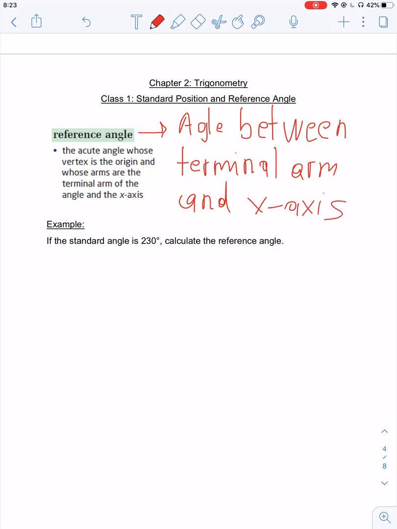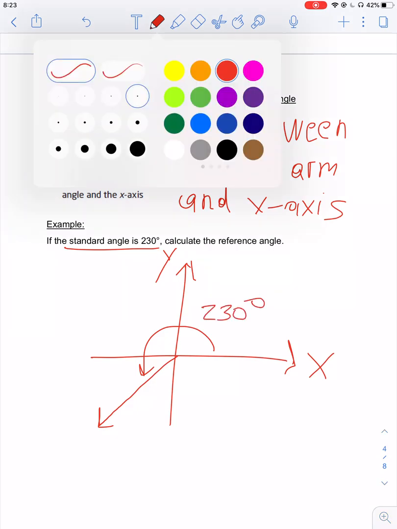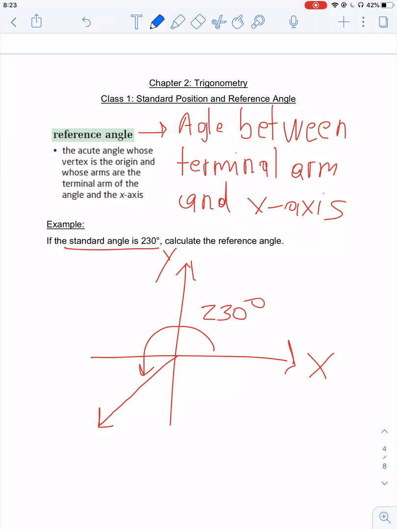So if the standard angle is 230, calculate the reference angle. So let's draw your x and y Cartesian plane, right? So this is x, that's y. 230, that means it's more than 180, but it's less than 360. So 180 plus 50, right? So it's more than half, so maybe somewhere here, okay? So this is your standard angle, 230 degrees.